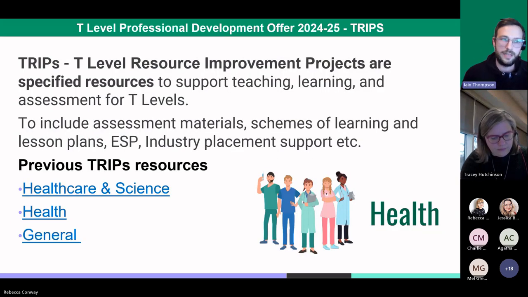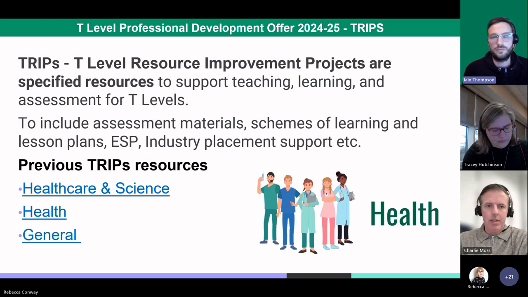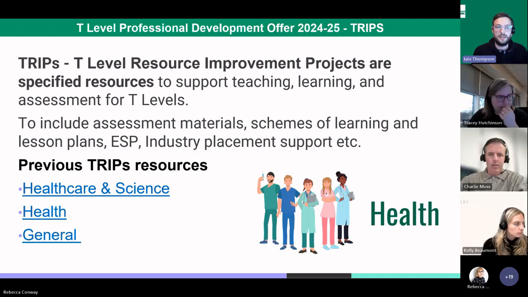Yeah, so another acronym, TRIPS, so our T-level resource improvement projects. So over the past 4 years, ETF have been working with a variety of partners, AOC, providers across the sector, people who are delivering T-levels to create resources, basically, information packages, stuff that can be used across the sector to help in the delivery of T-levels.